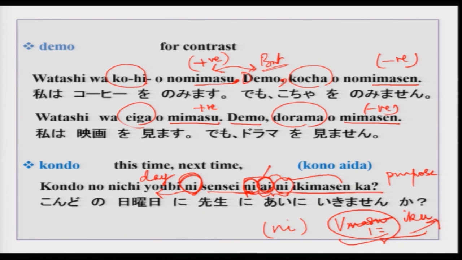Kono aida. Kono aida has nothing to do with kondo. Kono aida means something that has already happened. Something is in the past. Something that happened in the past. Please keep that in mind. And kondo means next time or the coming time.